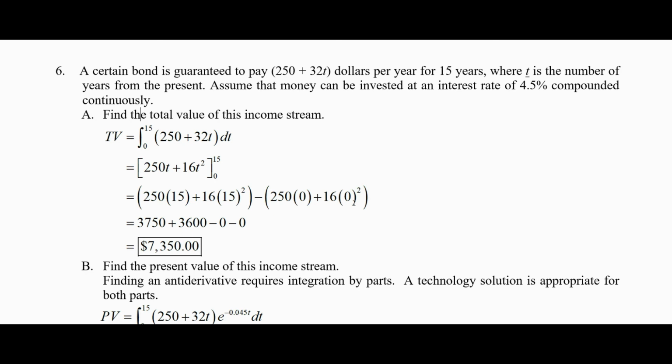It's done like this. These two at the end are 0. 250 times 15 is 3,750. 16 times 15 squared is 3,600. Add all that together, you get $7,350. And so that's the amount of money that this thing will eventually pay out. Slower at first, more later on.